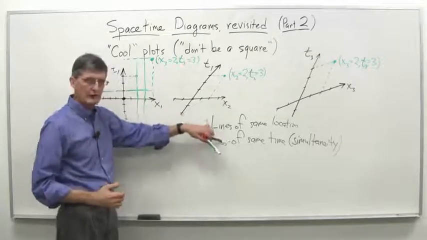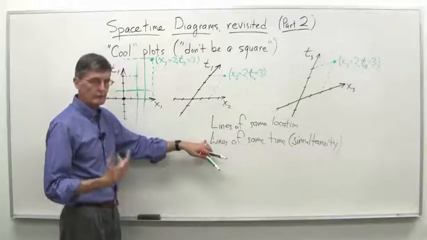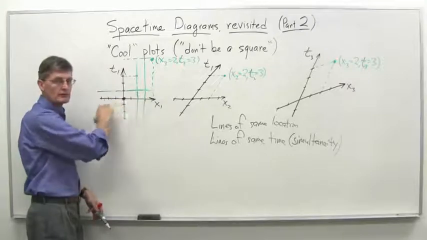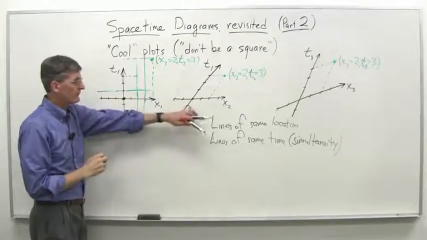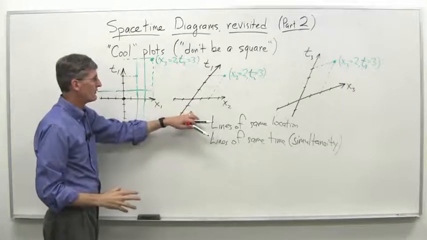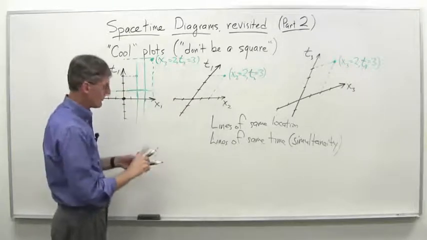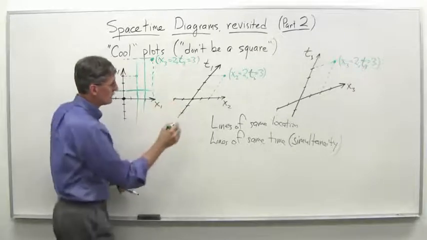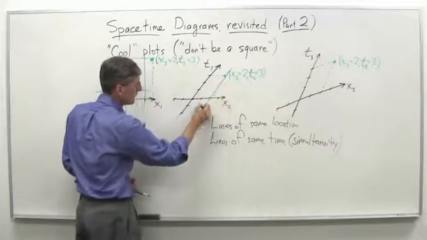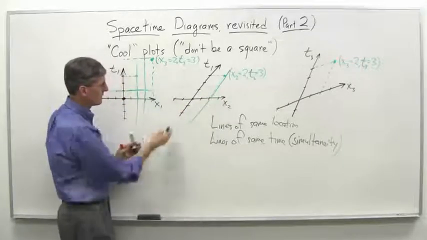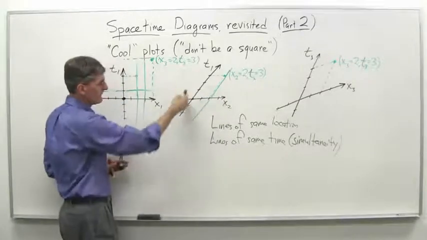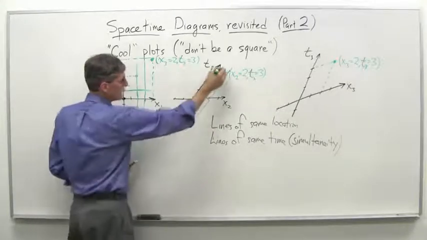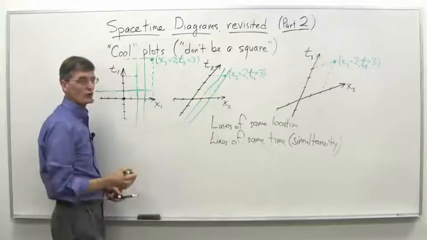So back to the point here, though, lines of same location, lines of same time, or lines of simultaneity. Vertical and horizontal here, note that they're parallel to the respective axes. And same thing when we get these skewed plots, as it were, these non-square plots. The lines of same location here are going to be like this. They're going to be parallel to the t-axis because the t-axis is the line of same location for x equals 0. Oops, that's not a t1 there. Sorry about that. It should be a t2.